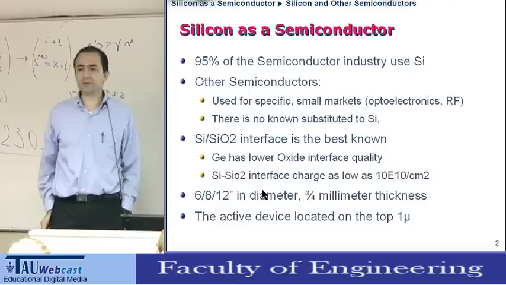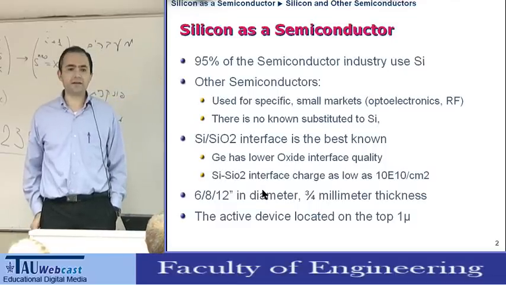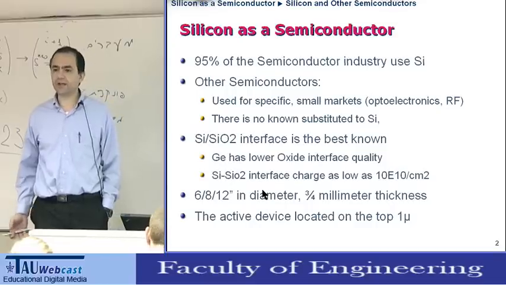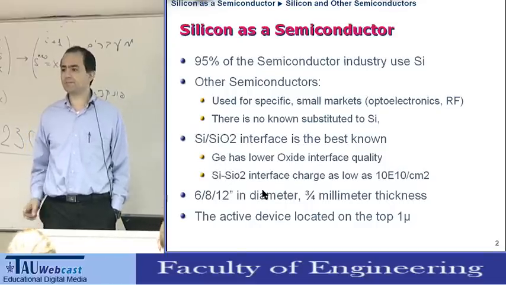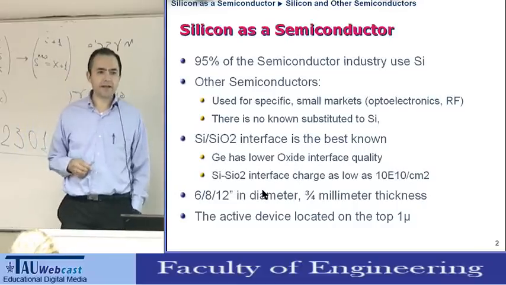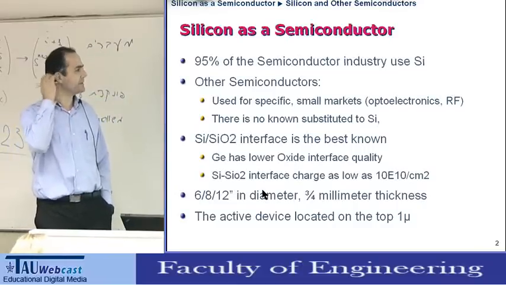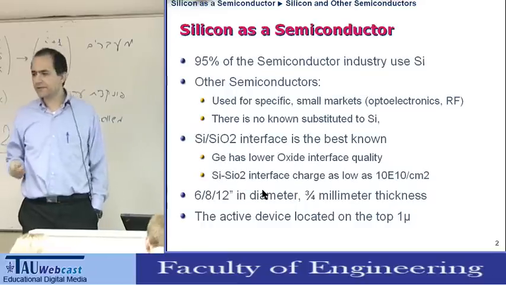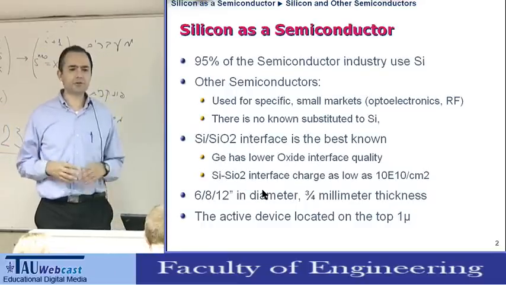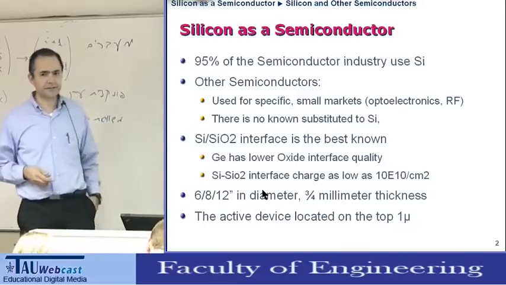95%, actually much more than that, of the semiconductors today are silicon. There are a few other semiconductors used for other things, some specific circuits, infrared detectors, power circuits, radio frequency, lasers, and so on. But mostly, out of the revenue, almost everything is silicon. There's no substitution for silicon today.